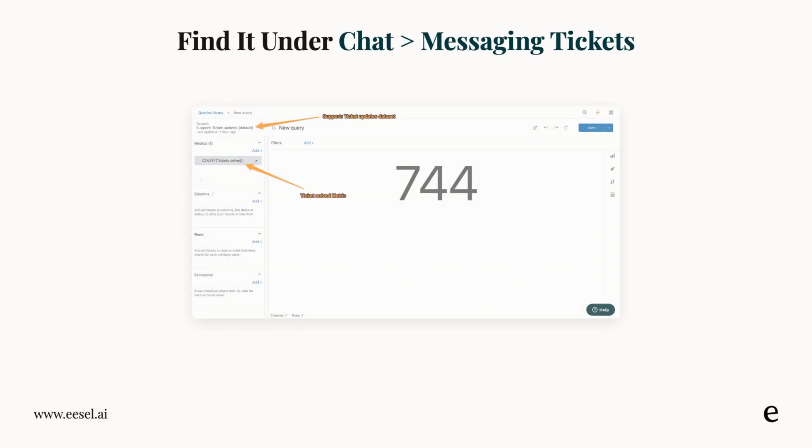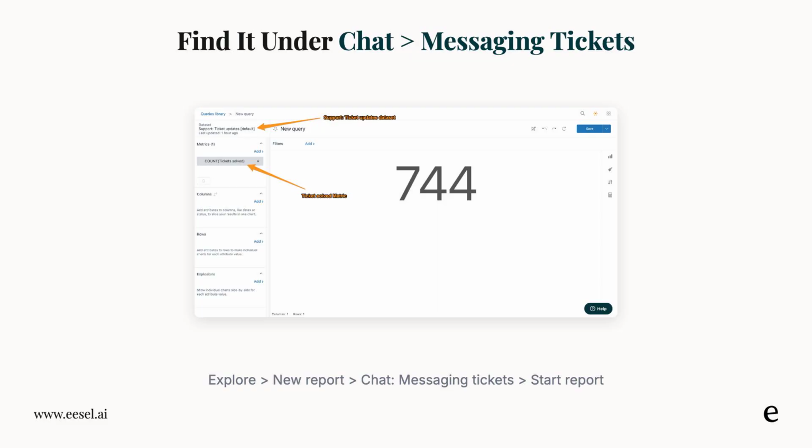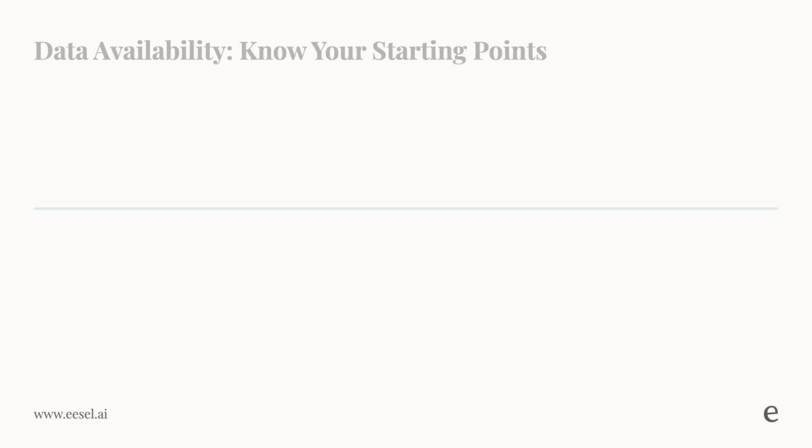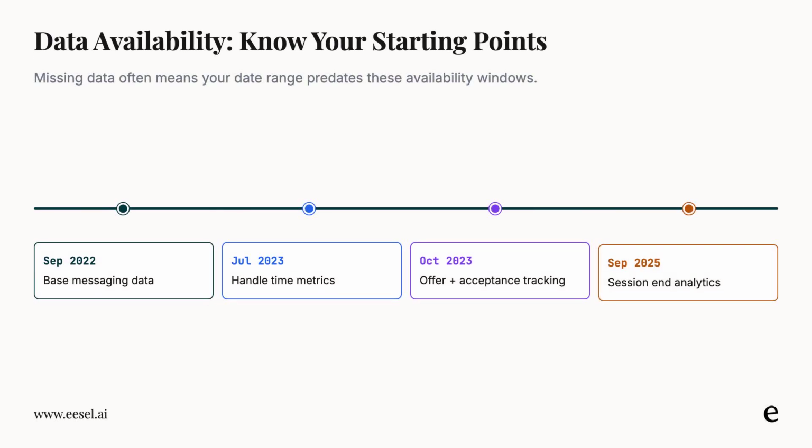When creating a new report in Explore, look under Zendesk Chat, not Messaging. Select Chat, then Messaging Tickets, and click Start Report. If you don't see this option, check that you're on a professional plan or higher, and that messaging is enabled on your account. Before you build reports, know where your data starts.